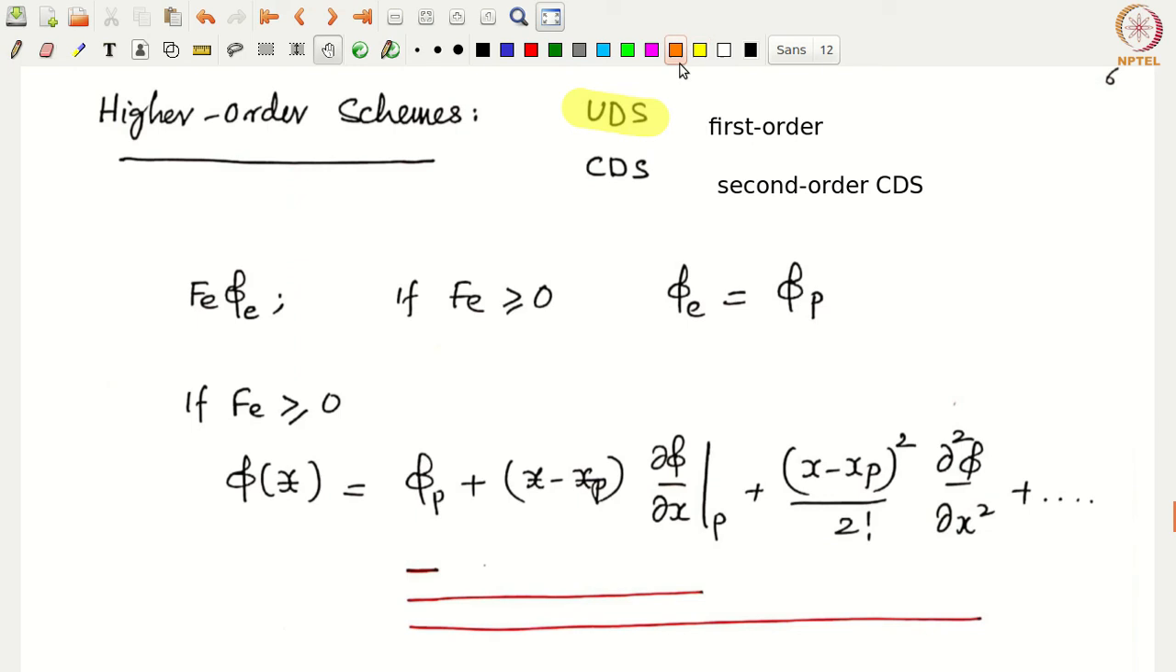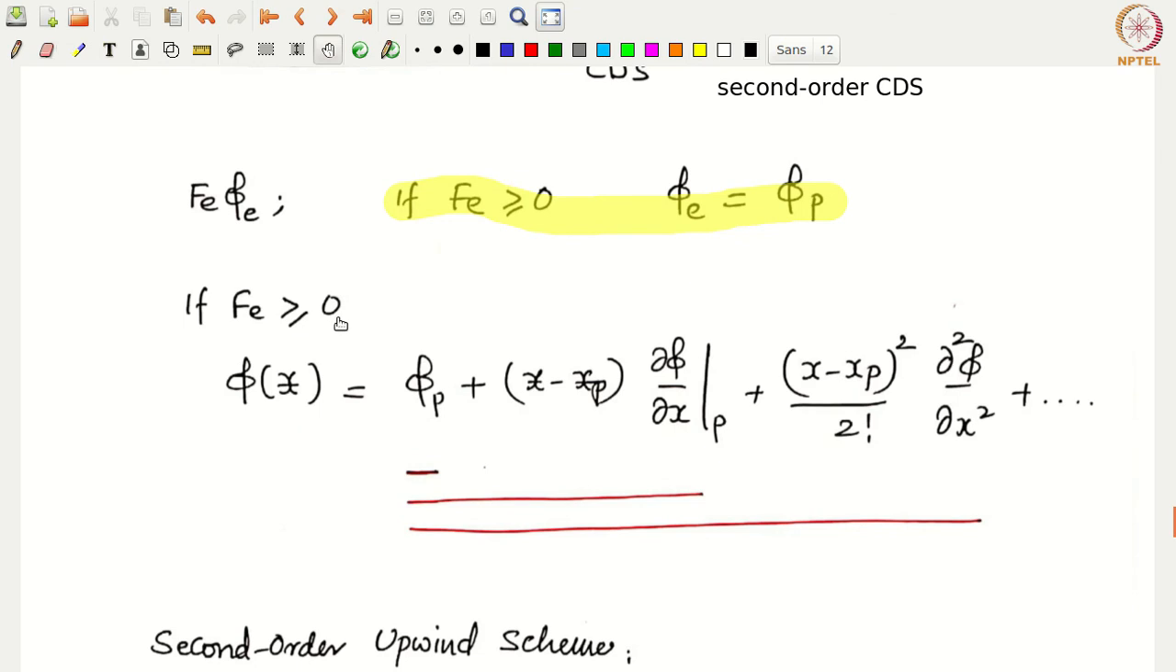I use this condition and construct all the schemes, and later on you will realize how to modify this for the other conditions that exist. So if Fe is greater than or equal to 0, I can always write phi of x, that is phi in the neighborhood of xp, in terms of phi p, the value of phi at the cell centroid P. This is basically using the Taylor series expansion.